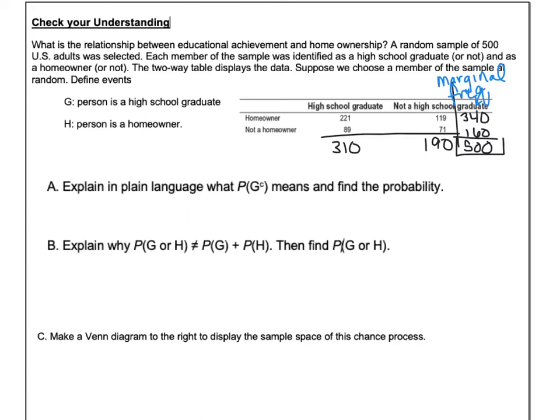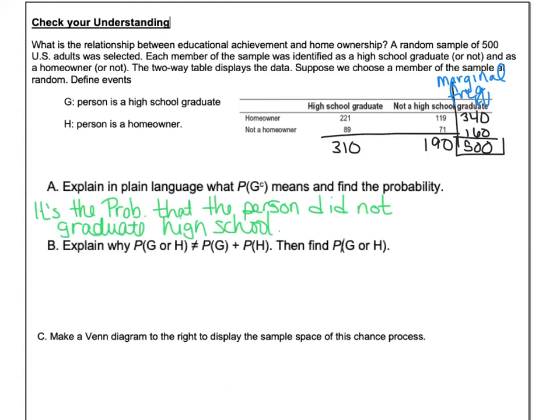Okay, now explain in plain language what probability of G complement means, and then find that probability. Hopefully you stated, well, that's just the probability that the person did not graduate high school. Now that we have our marginal frequencies, I'm just going to look here. That's my 190 out of my total 500. So 190 out of 500. Let's change this into a decimal form for its proportion would be 0.38. We could also say 38%.